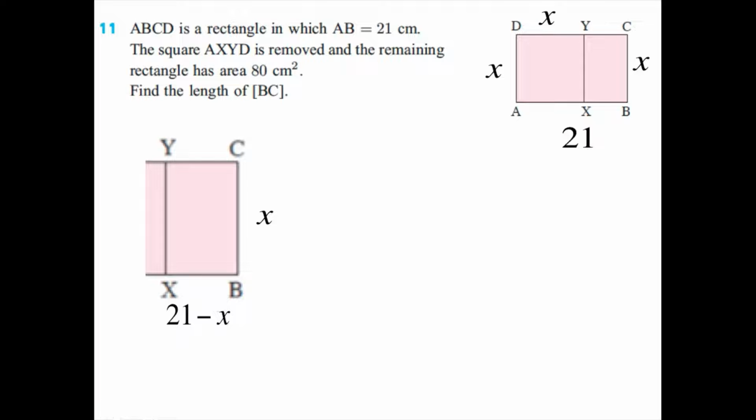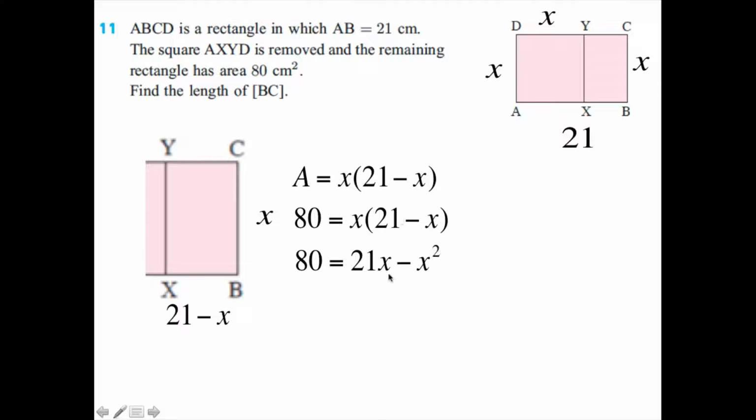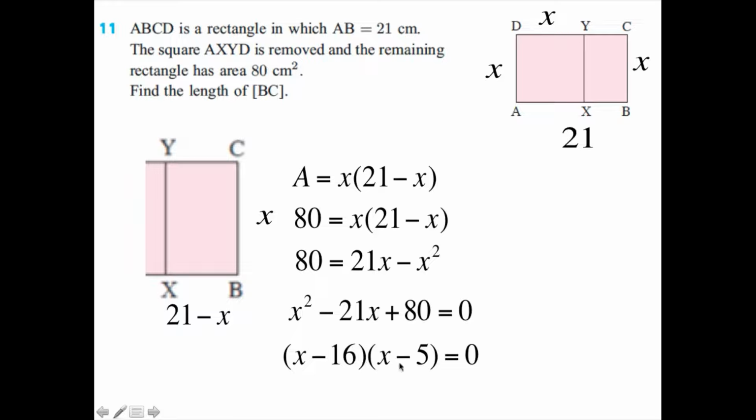Now I'm going to write an area equation. Area is that times that. Now we know the area is 80 of this rectangle. So 80 here. Multiply that. You get this. Move everything to one side to get this quadratic equal to 0. Now this can be solved. This one can be factored. All right, let's factor it. x minus 16, x minus 5. So we can easily get two solutions. They are 16 and 5. So this can be 16 or 5.